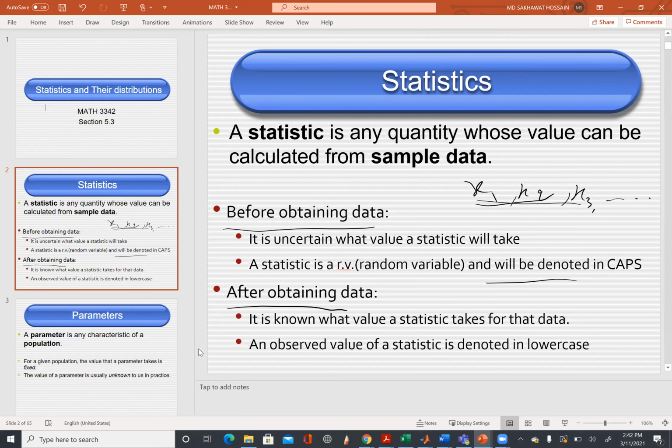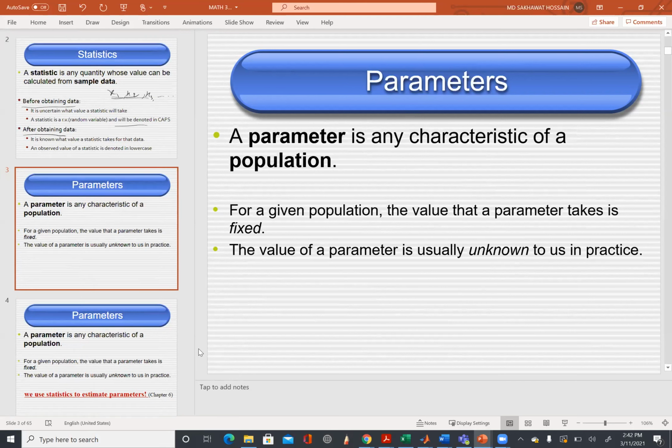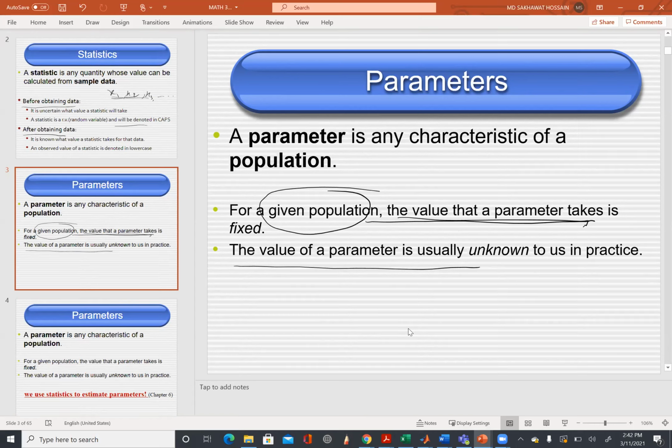Okay, so what is the difference between parameters and statistics? Parameters are the characteristics related to population, and statistics are the measurements related to sample. And the value of the parameter is fixed. So for a given population, the value of the parameter is fixed. But before collecting the data, the statistic is uncertain. The value of the parameter is usually unknown to us in practice. Usually we do not know the value of the parameter.